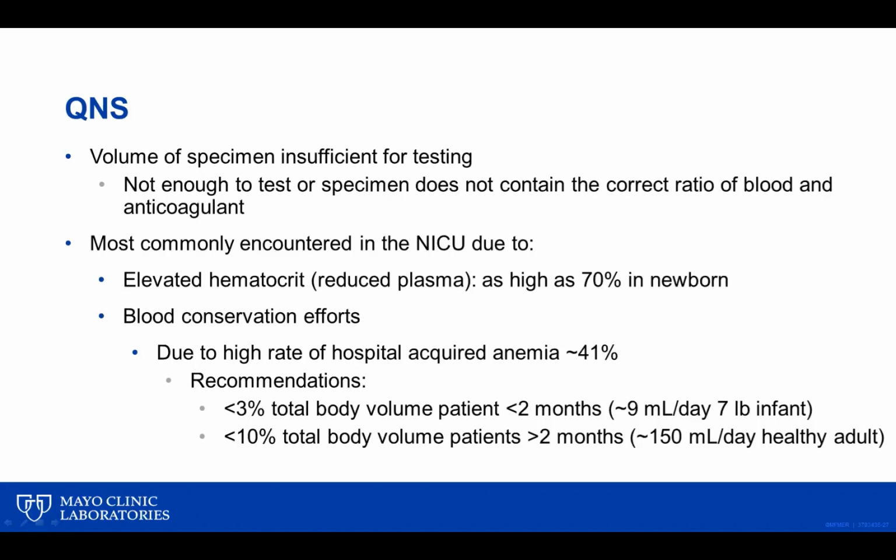And the next, and I would say probably the bigger challenge that we deal with, is obviously blood conservation efforts. So these are really important. We want to reduce the high rate of hospital-acquired anemia, stated in the literature to be anywhere between 41%. And so the recommendations, as you may know, are less than 3% total body volume for a patient that's less than 2 months. And so this equates to approximately 9 mils per day in a 7-pound infant, and then less than 10% total body volume for patients that are older than 2 months. And this is about 150 mils per day for a healthy adult. So we're really trying to limit the amount of blood collected from these babies. And as a result, we often end up with specimens that are just not enough for testing.